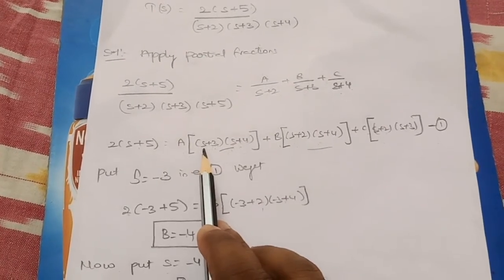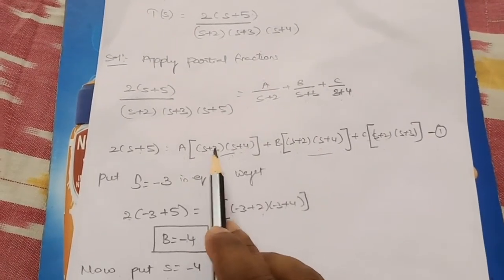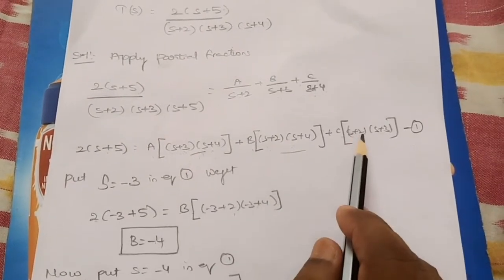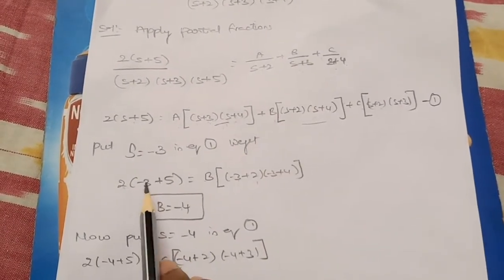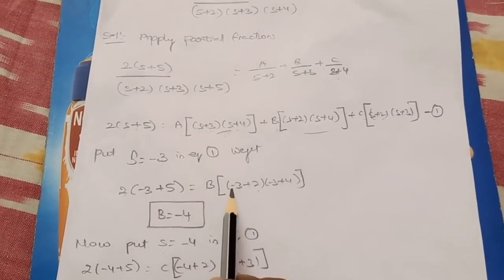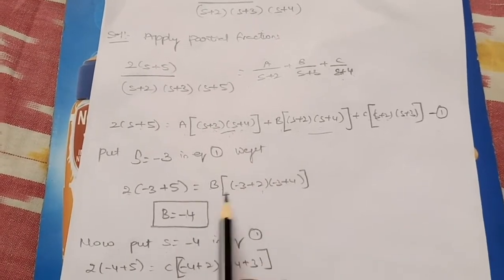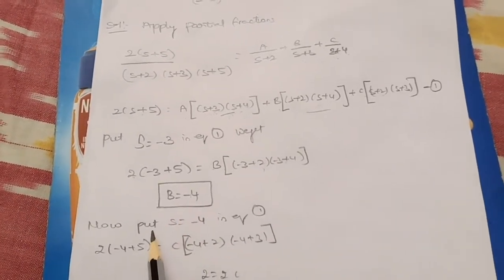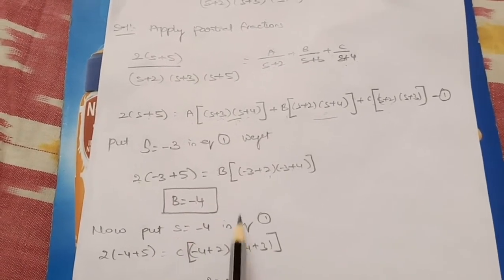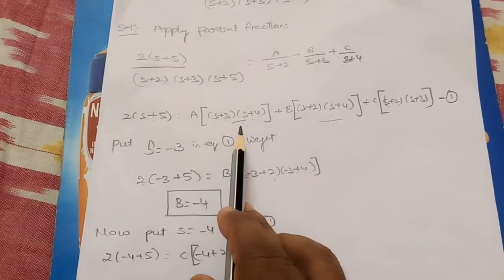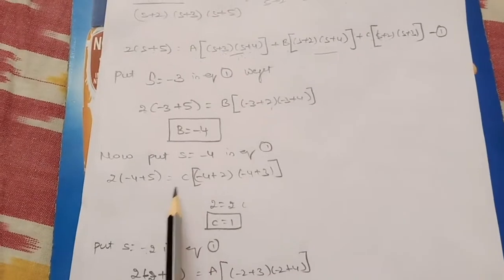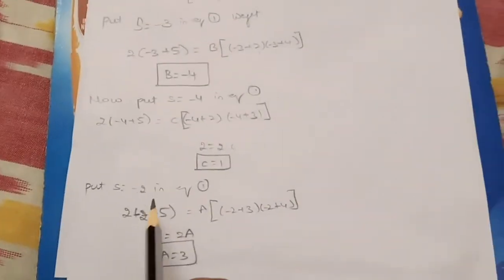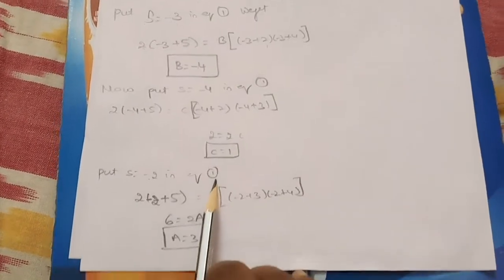With s = -3, the term (s+3) becomes 0, and 0 times anything makes the total term 0. Similarly, the other term also becomes 0. Then the equation becomes 2(-3+5) = b(-3+2)(-3+4). Solving this, we get b = -4. Similarly, put s = -4 in equation 1: again two terms become 0, and you get c = 1. Substituting s = -2 in equation 1 gives the value of a. In this way you get a, b, c.